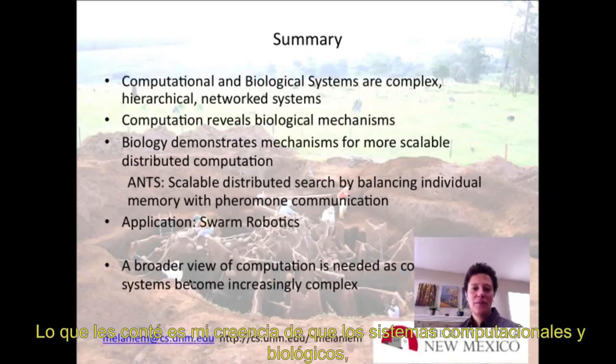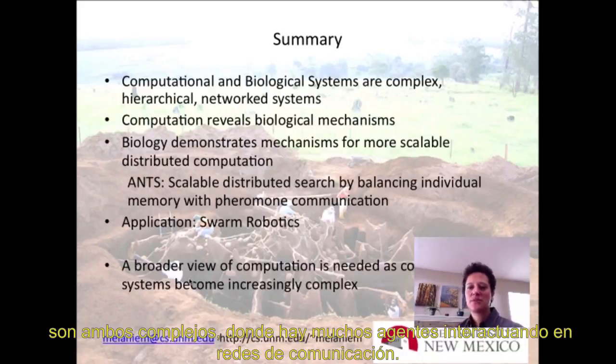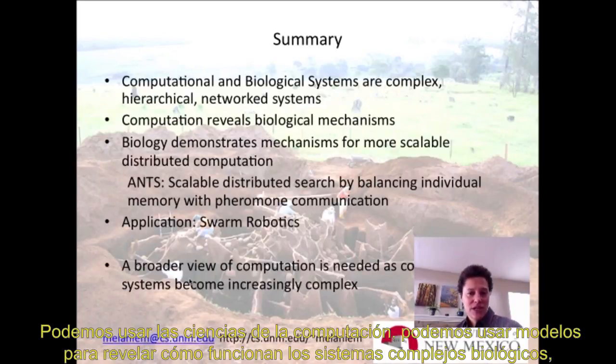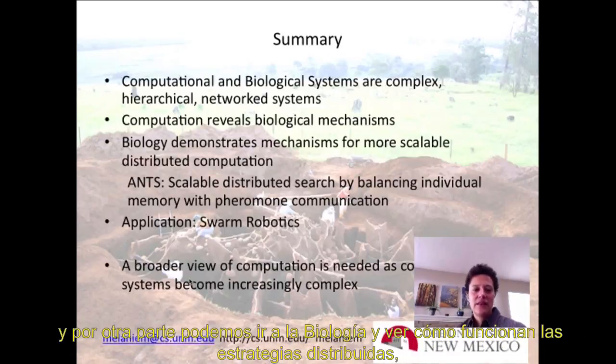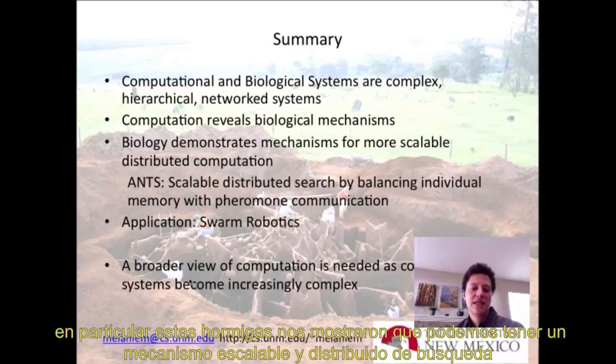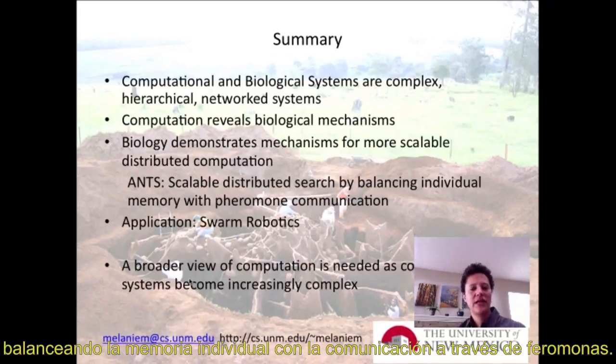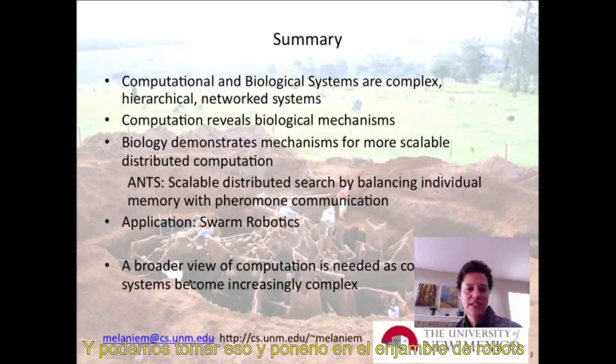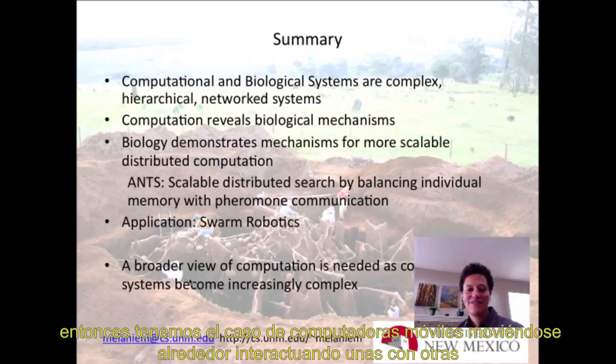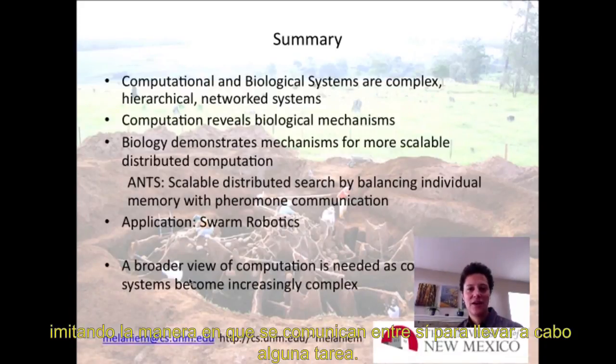What I've told you about is kind of my belief that these computational and biological systems are both these kind of complex systems where you have interacting agents that are hooked together by networks of communication. And we can use computer science, we can use models to reveal how biological complex systems work. And on the other hand, we can go to biology and we can ask, how do distributed strategies work? In particular, these ants taught us that you can have a scalable distributed search mechanism by balancing individual memory with pheromone communication. And we were able to take that and put that into swarm robotics. So this is a case where we have mobile computers moving around, interacting with each other, that can now imitate the way that ants communicate with each other to achieve some task.